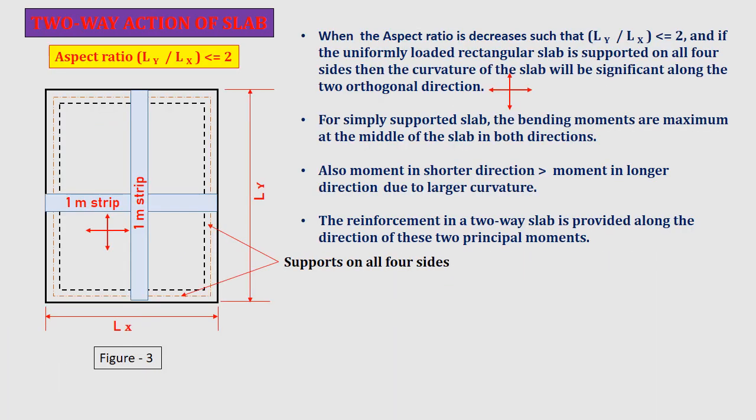Here in figure 3, you see the ratio of longer span to the shorter span is less than or equal to 2. Now, when a slab is supported on all four sides and the ratio of longer span to shorter span is less than or equal to 2, then this slab will be designed as a two-way slab. Here, the bending moment is predominant along the shorter direction and also in the longer direction. So, the main reinforcement is to be provided along the shorter direction and also along the longer direction. And also, when we design this type of slab, we shall consider 1 meter strip along the two orthogonal directions.